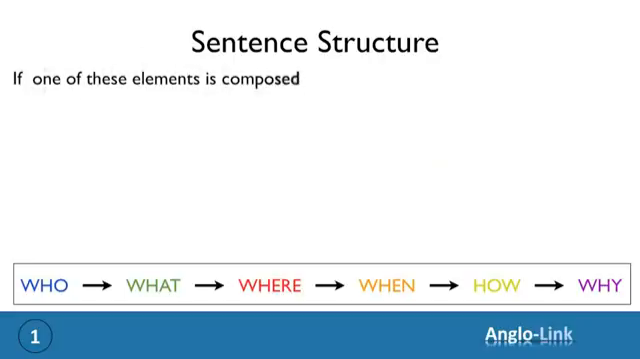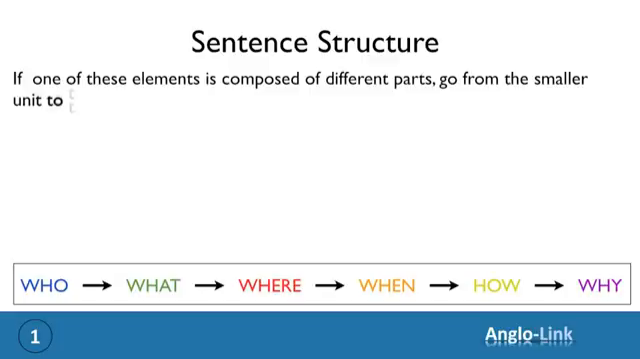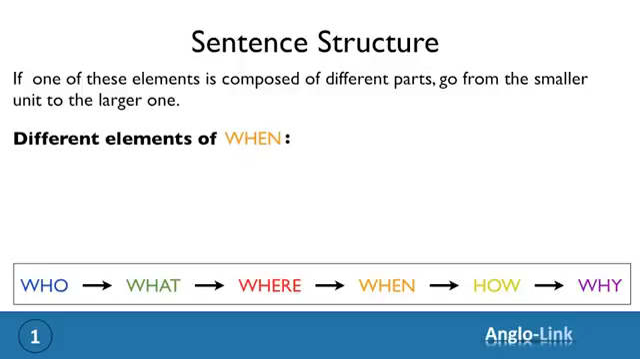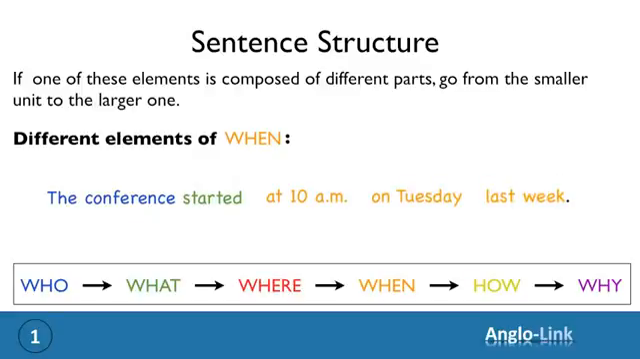Now, if one of these elements is composed of different parts, we usually go from the smaller unit to the larger one. For example, if there are different elements of when, the conference started at 10 a.m. on Tuesday last week. The smaller element of when, time at 10 a.m., day on Tuesday, and then week, last week.